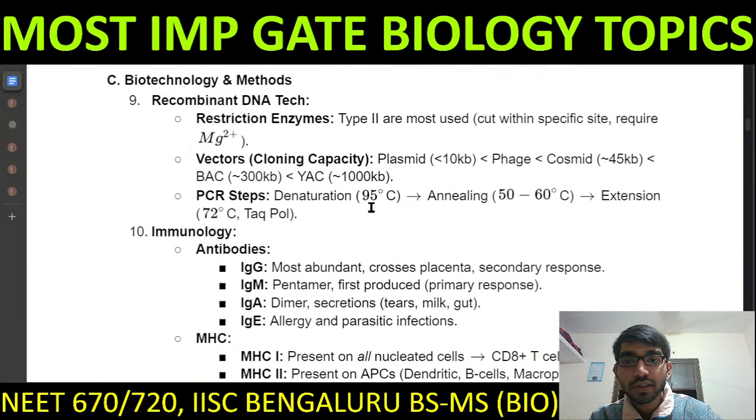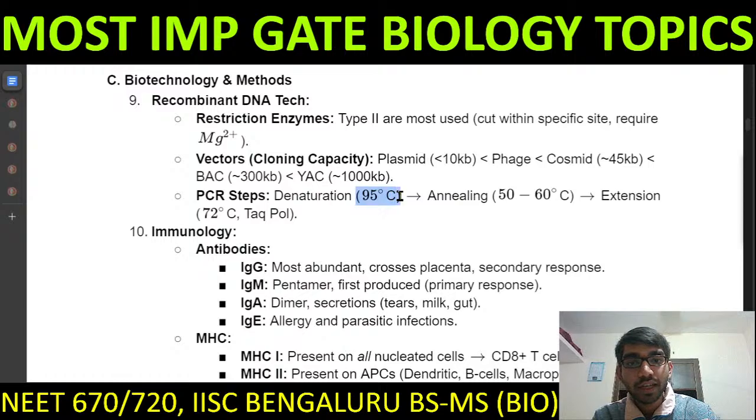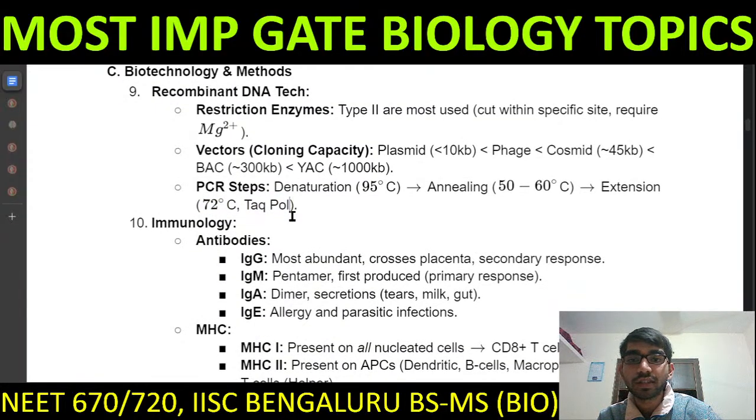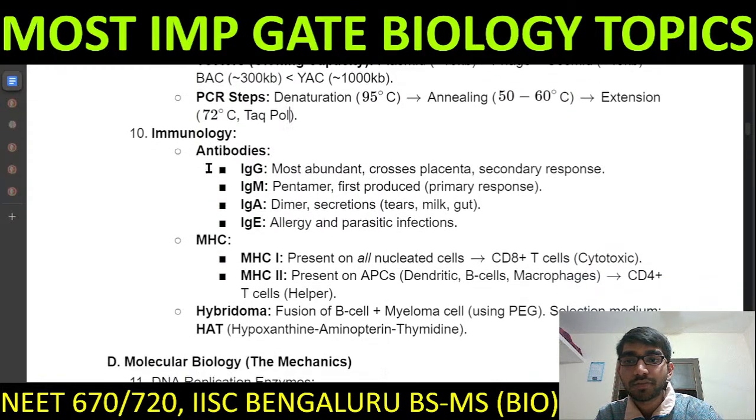This is very important. Then PCR steps, you should always remember: denaturation, annealing, and extension. DAE, DAE, always remember. Denaturation is done at a very high temperature, around 95 degrees. It can be 92, 93 also. Annealing at 50 to 60 degrees, slightly lower temperature, and then extension at 72 degrees Celsius using Taq polymerase. You can also use Pfu, which is Pyrococcus furiosus polymerase, but generally in the textbook Taq polymerase is mentioned, which is Thermus aquaticus polymerase, a thermostable polymerase.